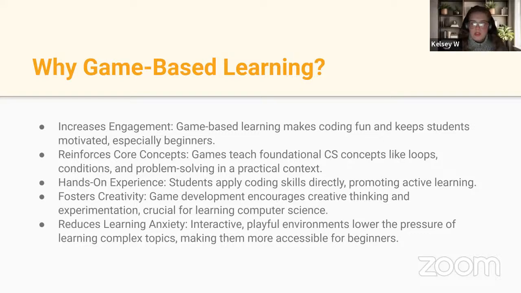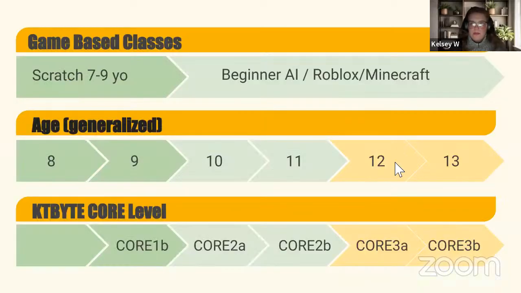Perfect. If you want to go to the next slide for me. Perfect. So this is just a big overview of our classes and ages, and it's broken down into 3 categories. So it's game-based classes, general age progression, and then core level. So the first one here is Scratch. Generally, we recommend that for students who are aged 7 to 9. And then beginner AI, Roblox, and Minecraft generally can fall between the ages of 10 and 13.